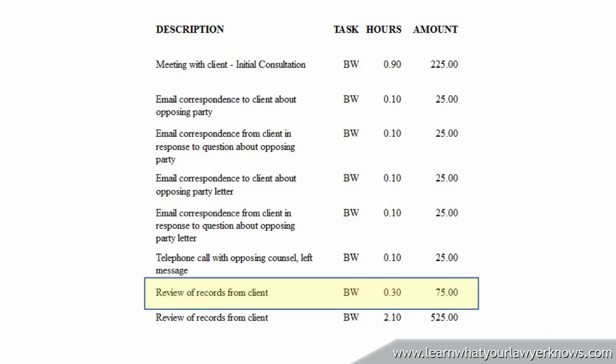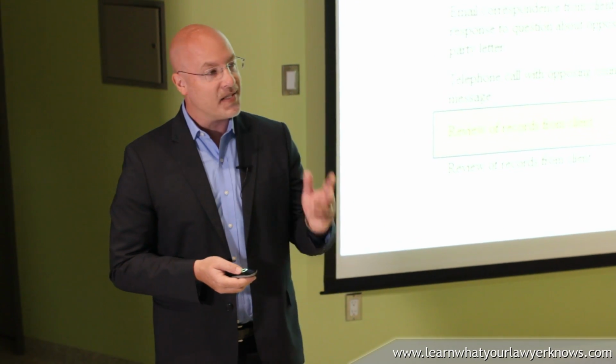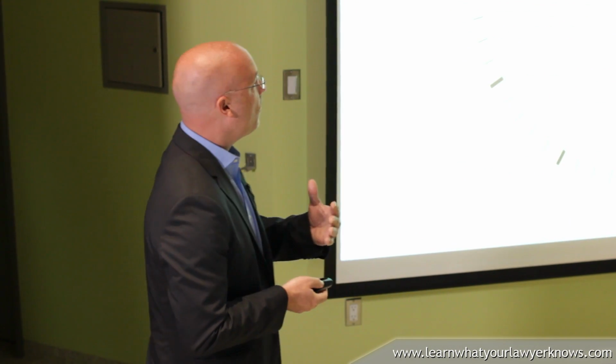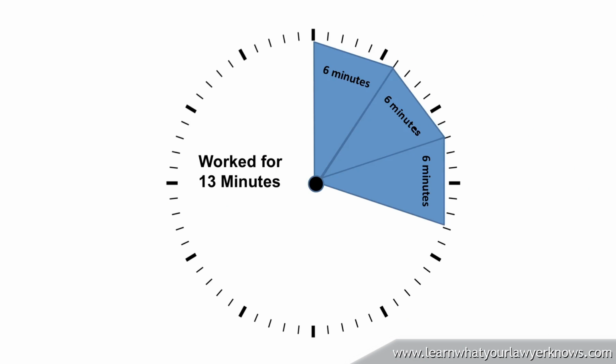Now here, we'll break this one down. They reviewed the records from the client 0.30 hours. That's $75. So 3/10 of an hour for $75. So to visually see what we're talking about, the records show that they only worked for 13 minutes on that. So what does that mean?